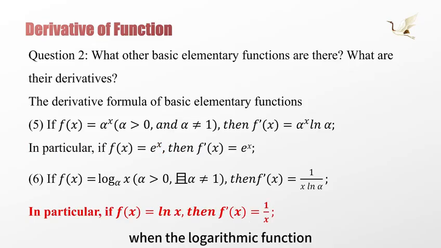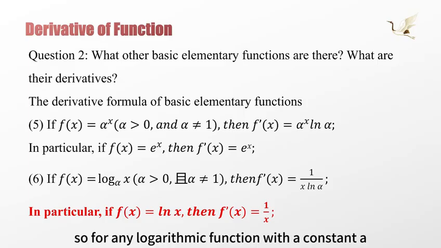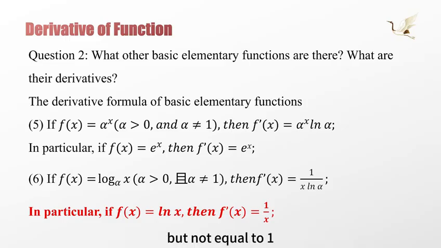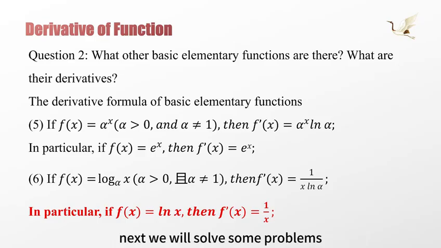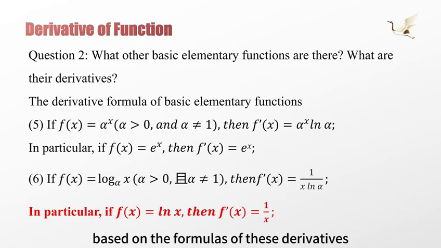When the logarithmic function f(x) with e as the base is equal to ln x, its derivative is equal to 1 over x. So for any logarithmic function with a constant a as its base that is greater than 0 but not equal to 1, its derivative is equal to 1 over x ln a. Next we will solve some problems based on the formulas of these derivatives.